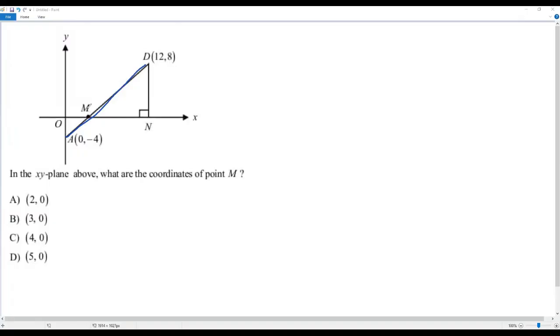To get the x-intercept of the line segment AD, first we have to get the equation of this line segment AD. Here we can get the equation of line segment AD in slope-intercept form, that is y equals mx plus b. For that, we need the slope of this line. Here we have 2 points on this line segment, (0, -4) and (12, 8). Using these 2 points, we'll be able to get the slope of this line segment AD.